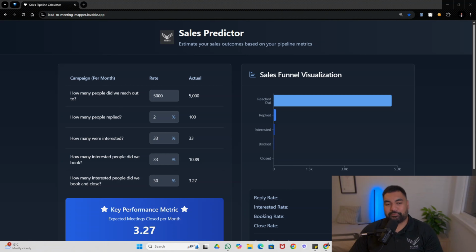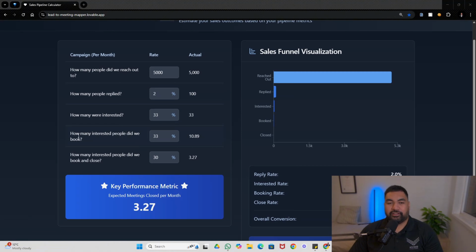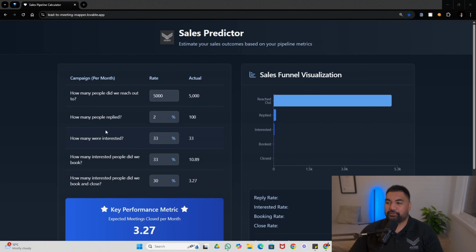Well, what I have here is what we call the sales predictor. This is something I actually use day to day in my business, and I use this with my clients to help them understand how many sales they can expect to close based on the number of people we reach out to in our campaigns. So it's quite simple. It looks complicated, but really it is just quite simple.